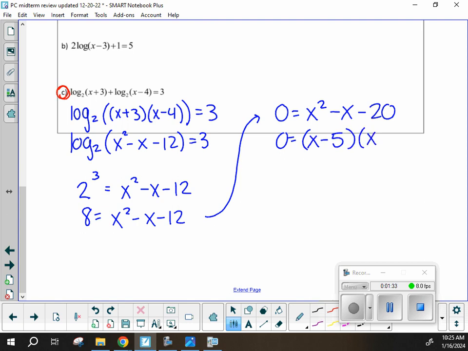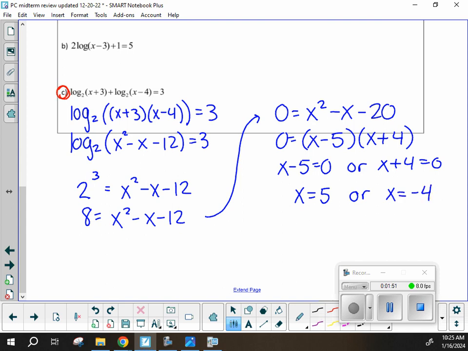I'm looking for two numbers that multiply to negative 20 and add to negative 1. They are negative 5 and 4, but I want the x value, so I'm going to set each of these little factors equal to 0 and solve for x. So I've got x equals 5 or x equals negative 4.